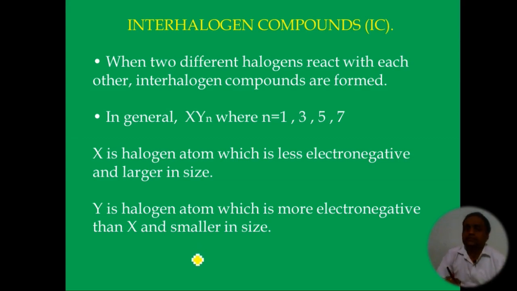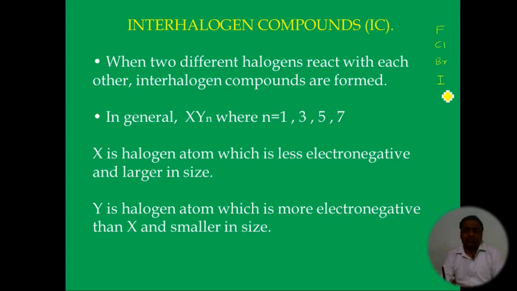When they react, we get binary covalent compounds, and these binary covalent compounds of different halogens are called interhalogen compounds. If you see the common halogens, these are fluorine, chlorine, bromine and iodine. The last one is astatine and it is not that much studied.